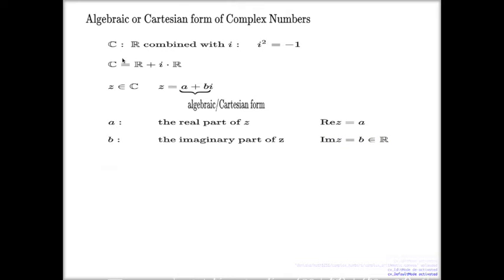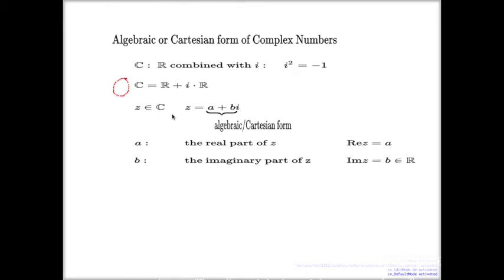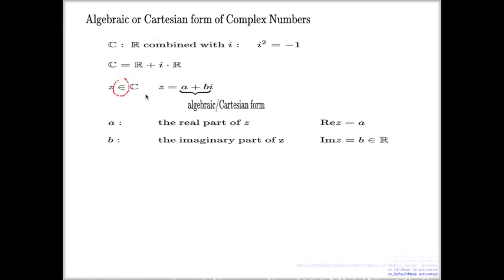Right. I don't know if you're familiar with this. I expect you're familiar with this notation, but this symbol, we normally read as "belongs to". So when you say something like this, it means z comes from the set of complex numbers, or belongs to the set of complex numbers.